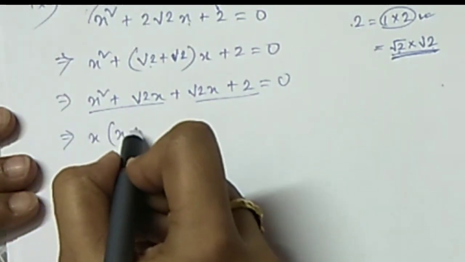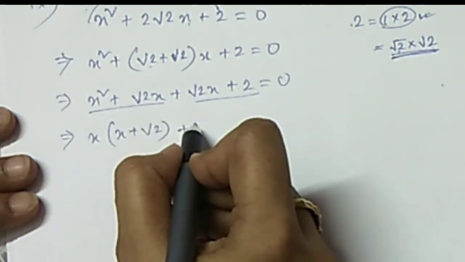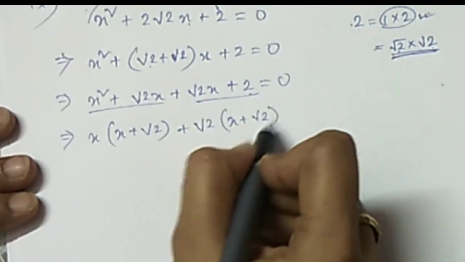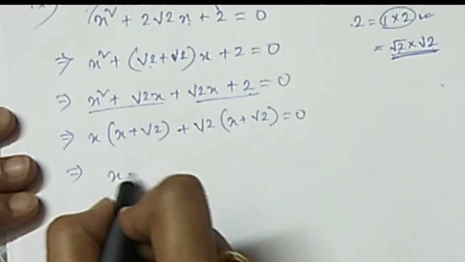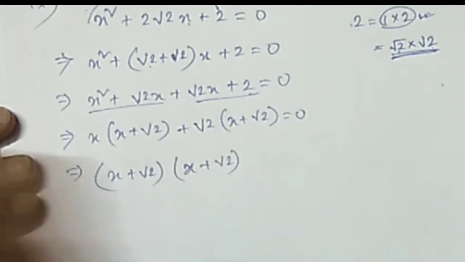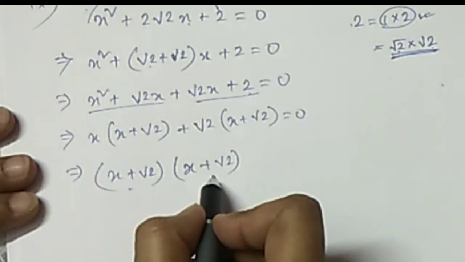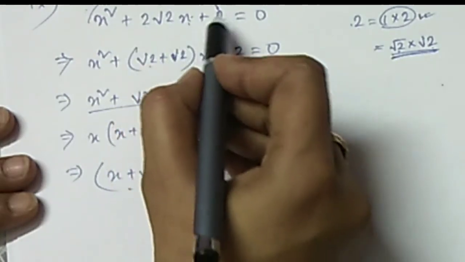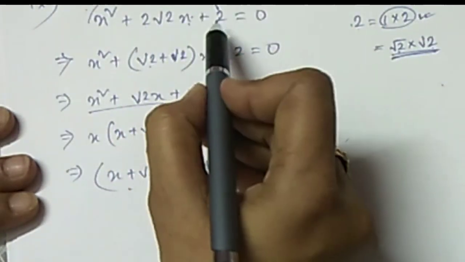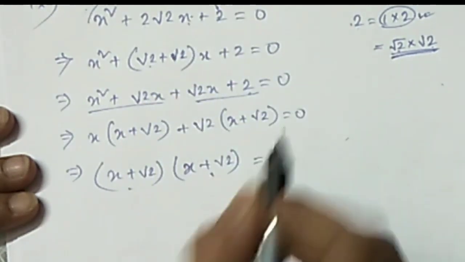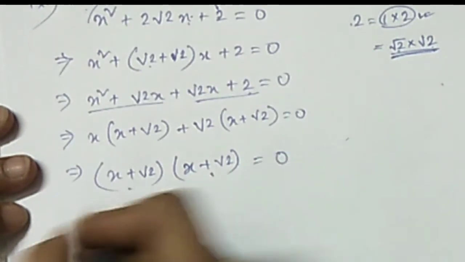x common, x plus root 2. यहाँ भी root 2 common, x plus root 2 is equal to 0. x plus root 2, x plus root 2. यहाँ दिख रहा है कि दोनों फैक्टर्स सेम हैं, तो हम लोग इसको भी (a प्लस बी) होल स्क्वायर में कन्वर्ट कर सकते हैं. जैसे कि 2 को तुम रूट 2 होल स्क्वायर बना लो, तो रूट 2 होल स्क्वायर बना लेने से ये फिर से (a प्लस बी) होल स्क्वायर फार्मूला में आ जाएंगे.